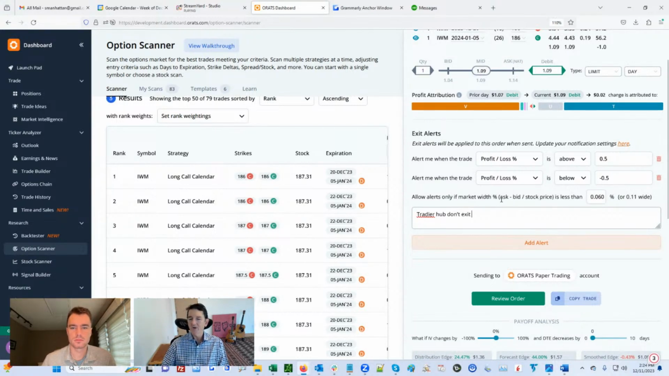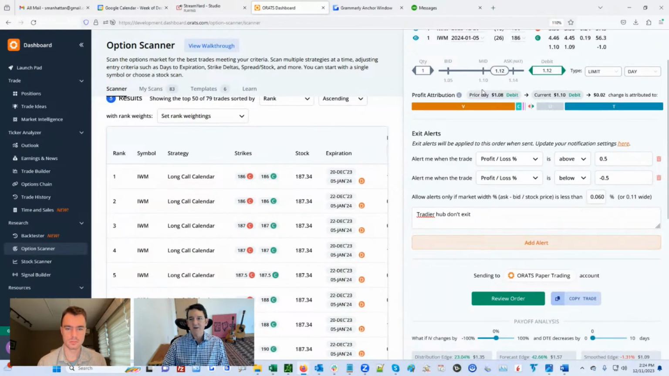Something that we added was, we don't want to be alerted if the market just widens out for whatever reason and makes the midpoint move here or there. So we set it based on how wide the market is now, a little bit wider than that, and then we'll be notified. So don't bother me if it's too wide, but if it's this or below, then you can notify me.